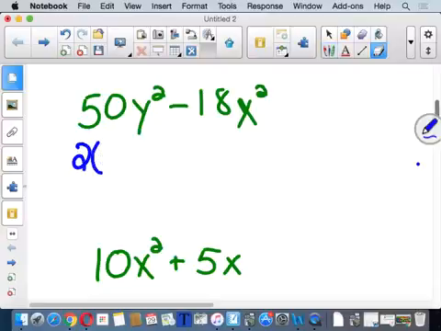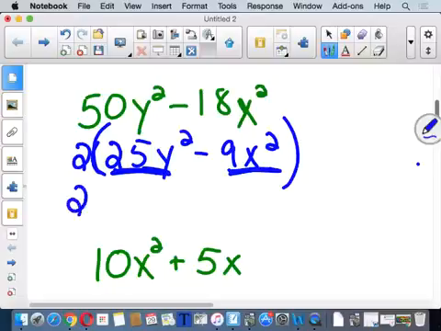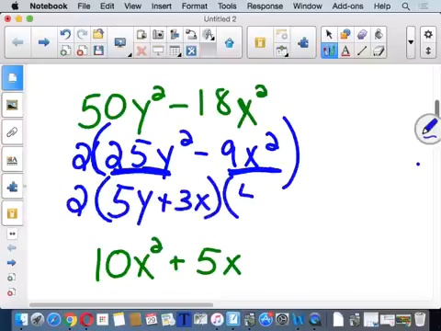I don't know. Let's try to write that again. A 25y squared minus a 9x squared. This problem is not done, because sitting in the quantity is a perfect square, 25y squared is a perfect square, and 9x squared is a perfect square, and they're being subtracted. So this is the difference of perfect squares. So I'm going to have 2 times the quantity of 5y plus 3x, and the quantity of 5y minus 3x.